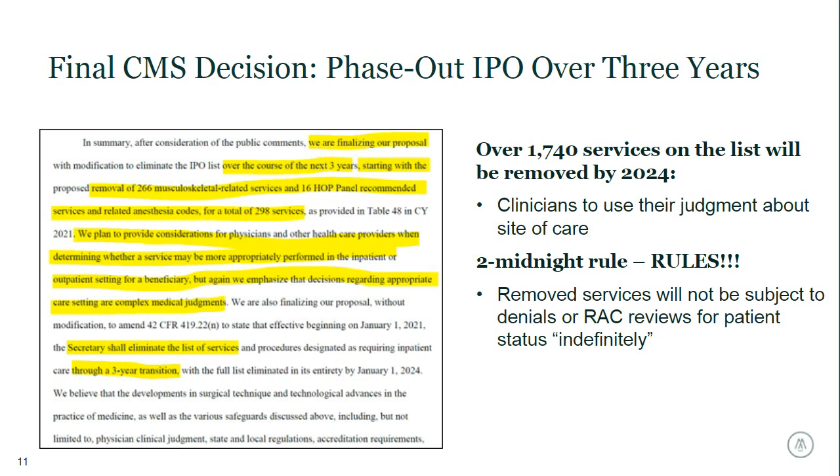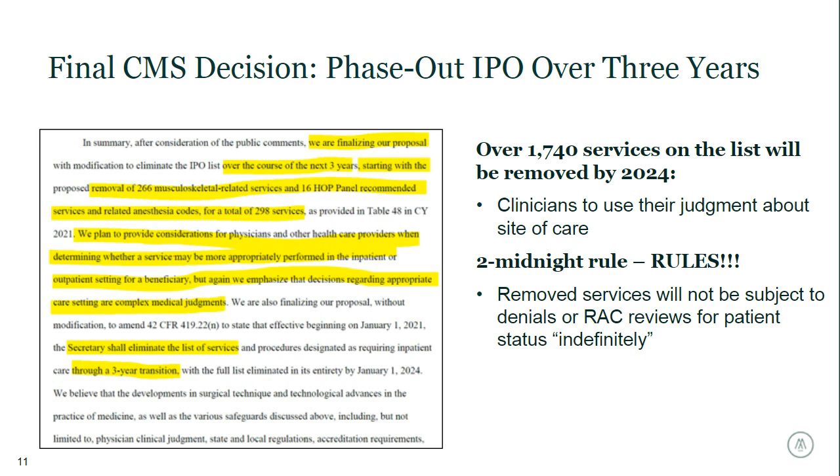CMS goes through a lot of text explaining that this does not mean that they expect all these procedures to be done on an outpatient basis. Far from it. They just want to leave this back to the physician's clinical judgment, right? Do they meet the 2-midnight rule? And man, this requires you to understand the 2-midnight rule, versus if you don't anticipate 2 nights of hospital care or extraordinary need for 1 night inpatient hospital care, then they can start the order out for an outpatient service.